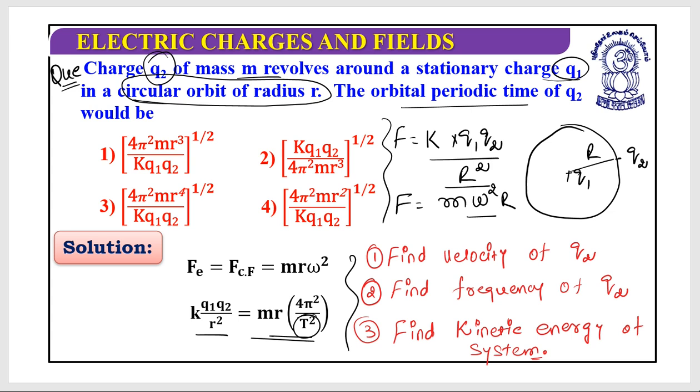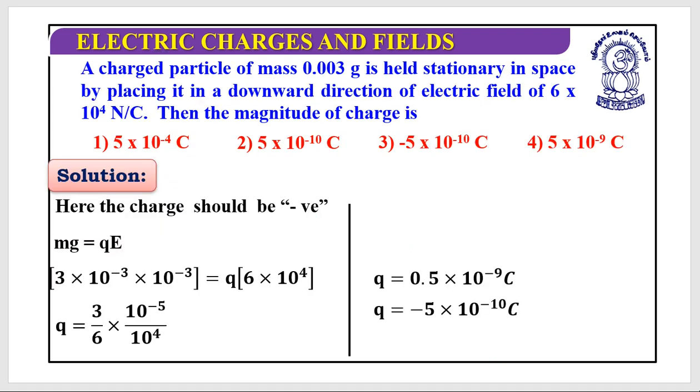Are you sure? Done with this? Ready to move to the next question? Let's look. What is given? The given data is a charged particle having this much amount of mass, held stationary in space by placing it in a downward direction of electric field of this much, then the magnitude of the charge.